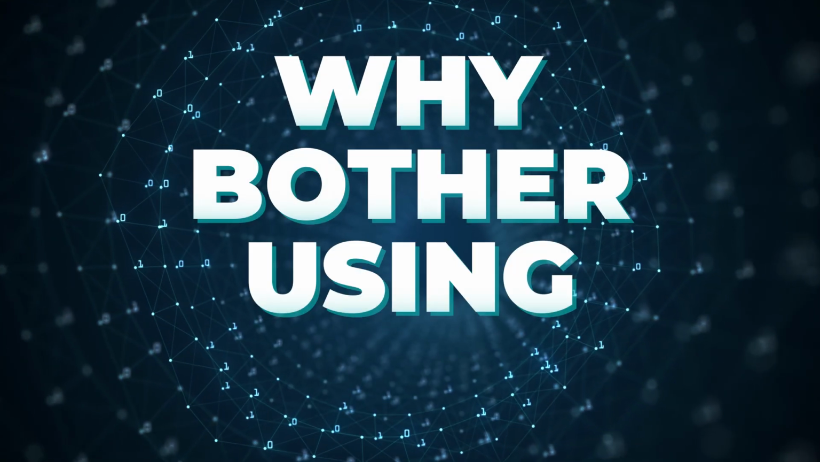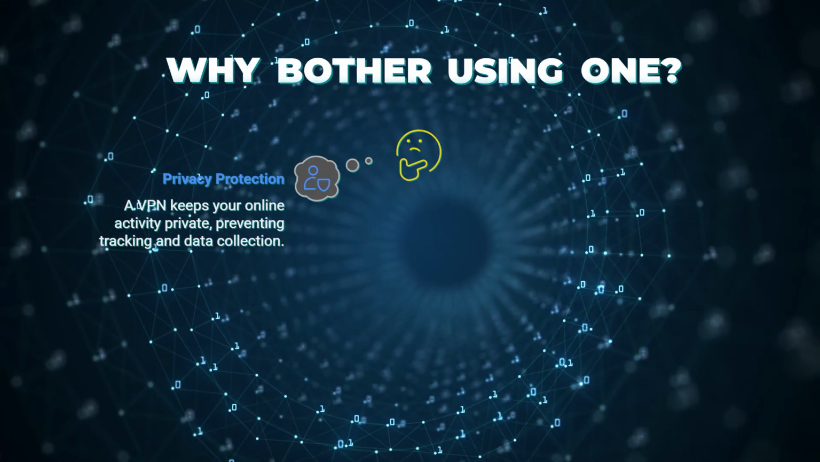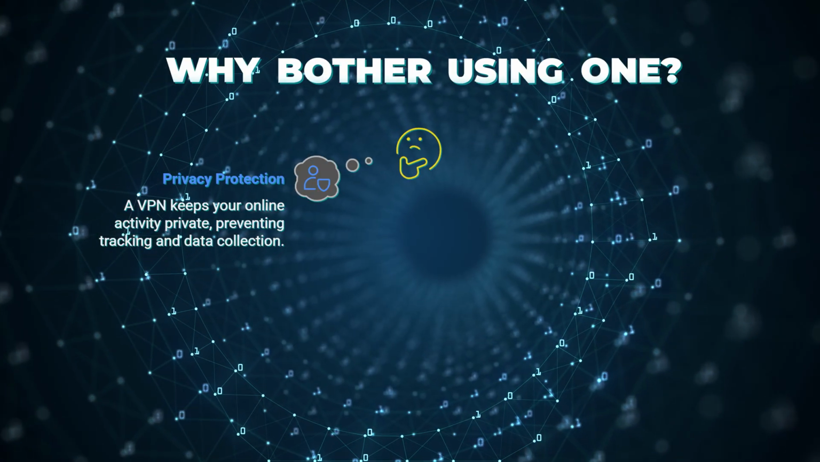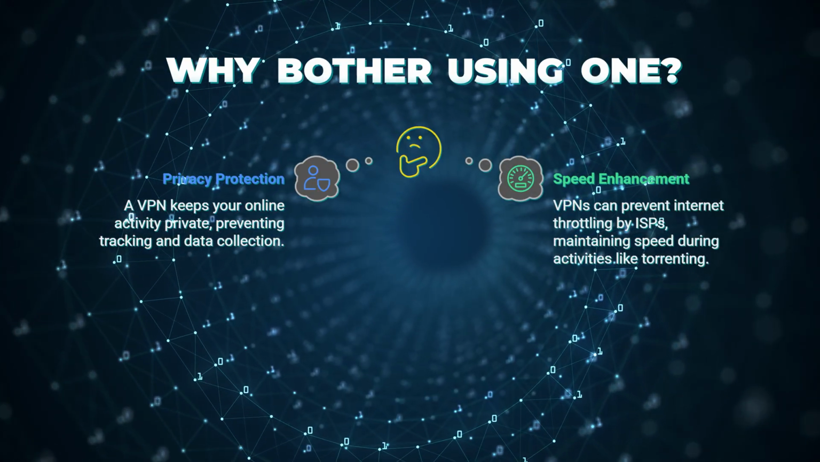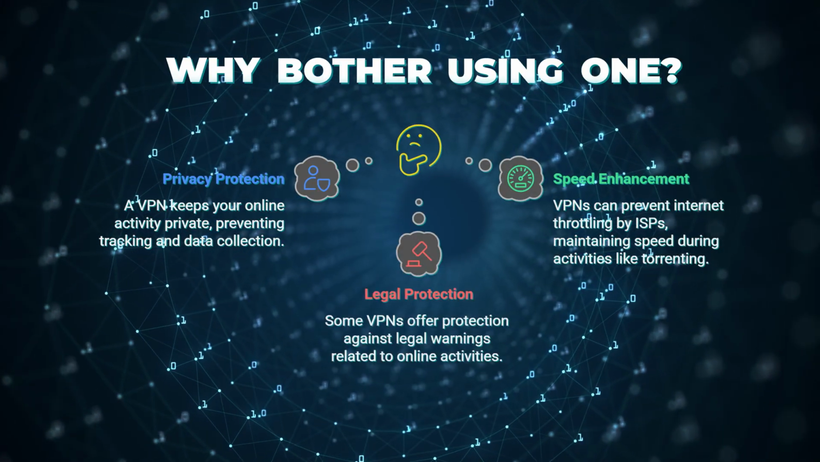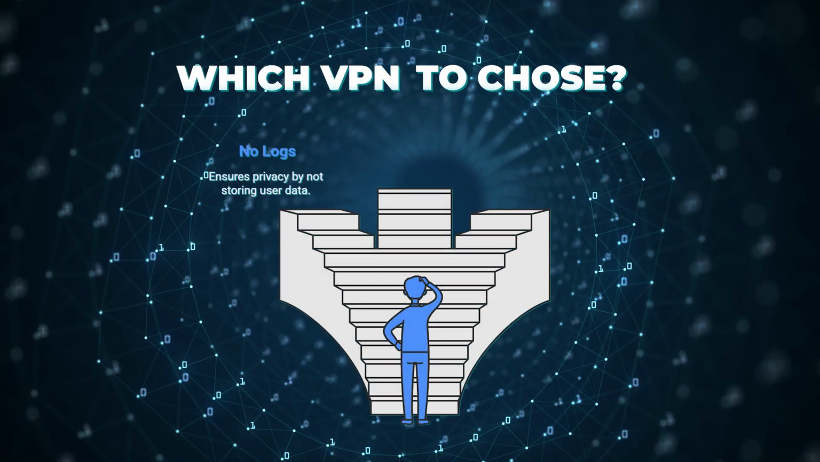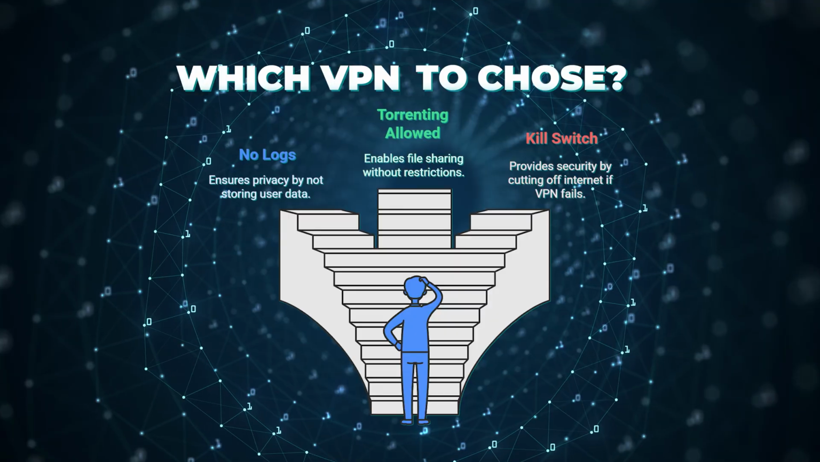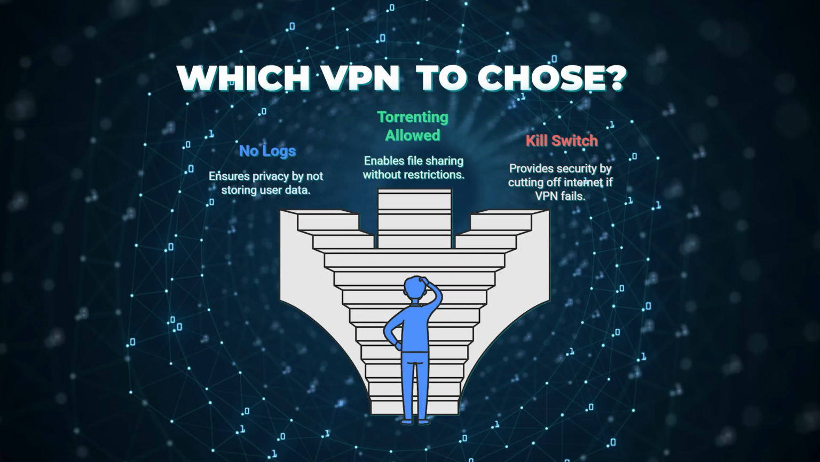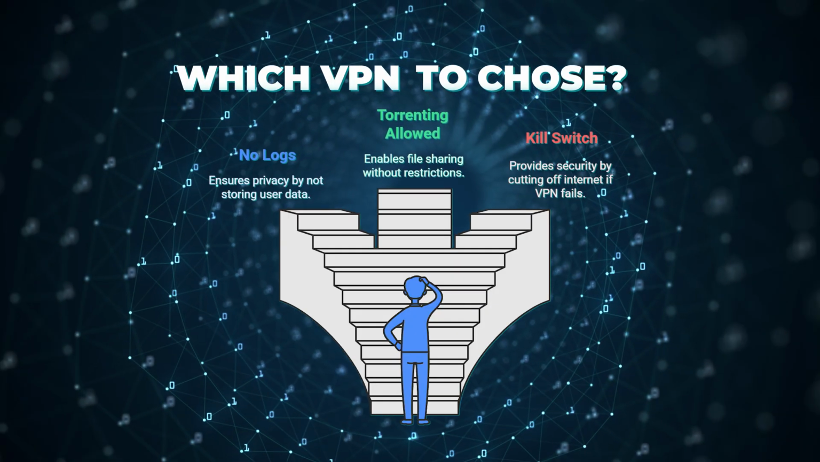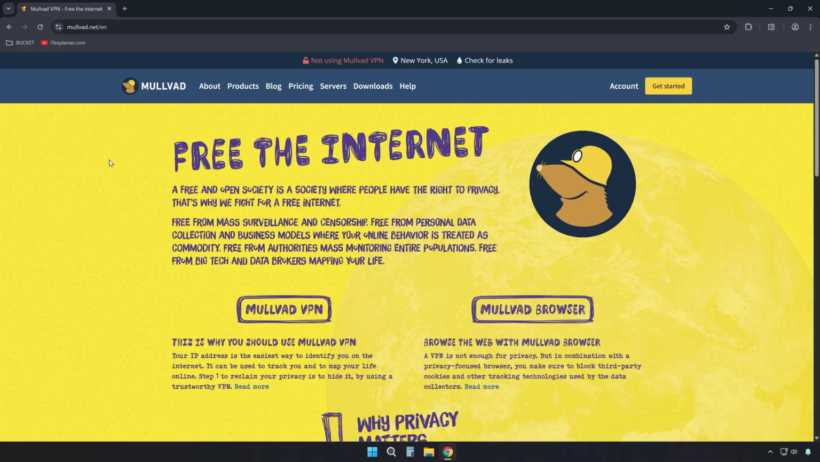So why bother using one? A VPN keeps your activity private. It also helps stop your internet from getting slowed down if your provider doesn't like torrenting. Some even protect you from getting legal warnings. When picking a VPN, go for one that doesn't keep logs, lets you use torrents, and has a kill switch. That's a safety feature that stops everything if the VPN suddenly turns off. Something like Mullvad is a good pick.